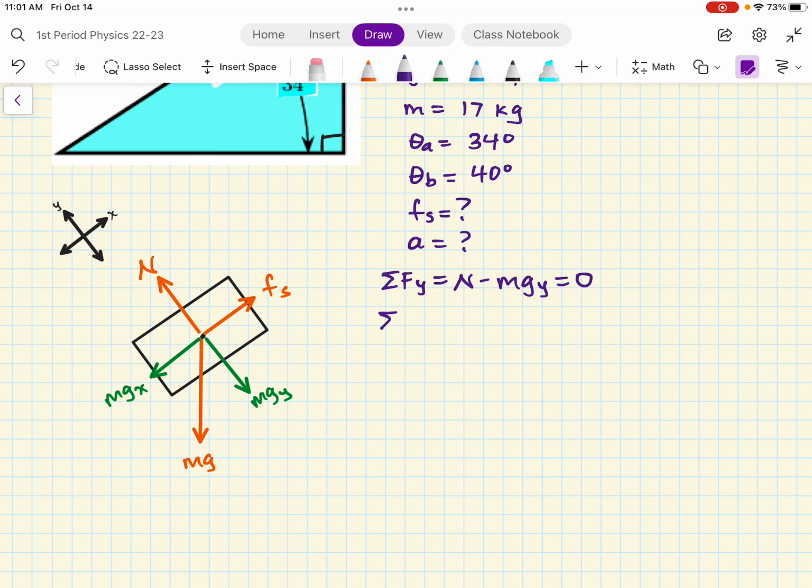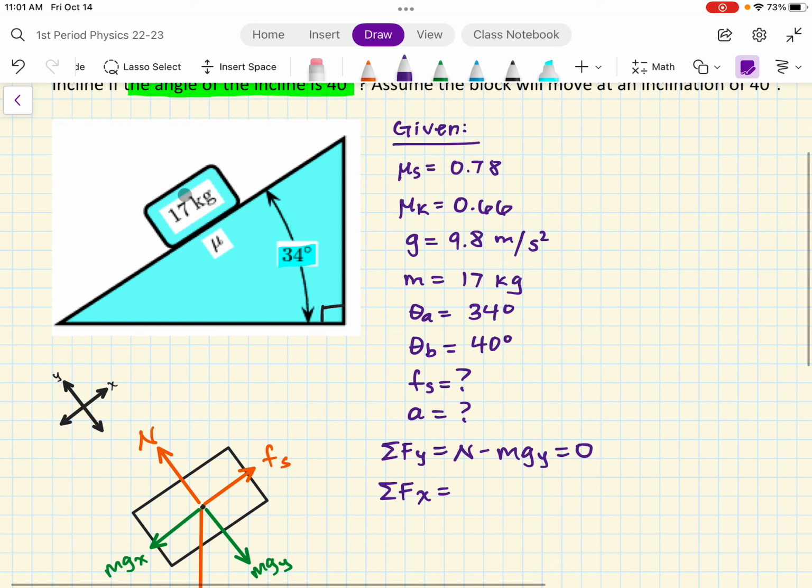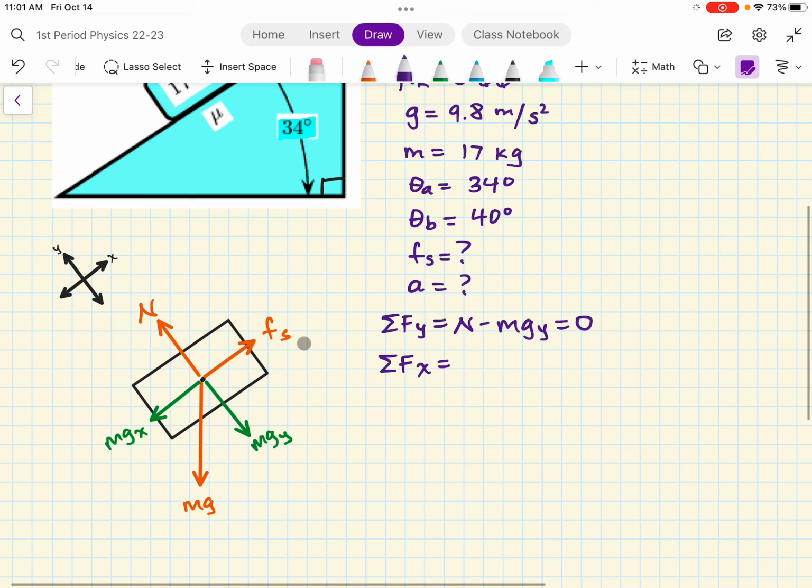And then we have the summation of the forces along the x. In this case, the natural direction of motion would be down the incline. That means mgx is positive. Force of static friction is negative. mgx minus force of static friction is equal to 0 because we have no acceleration there. Okay. We're trying to find, for question A, the force of static friction acting on the block, which means this one. So I'll take this part, write it as a separate equation, and then solve for the static friction force.